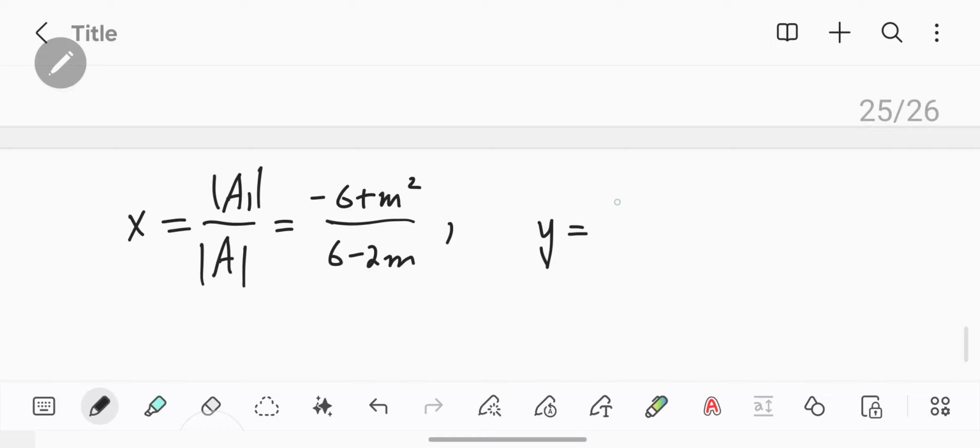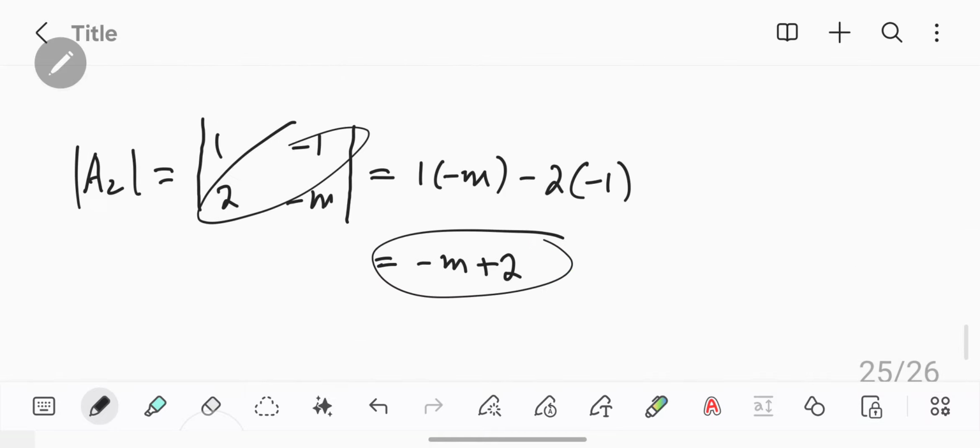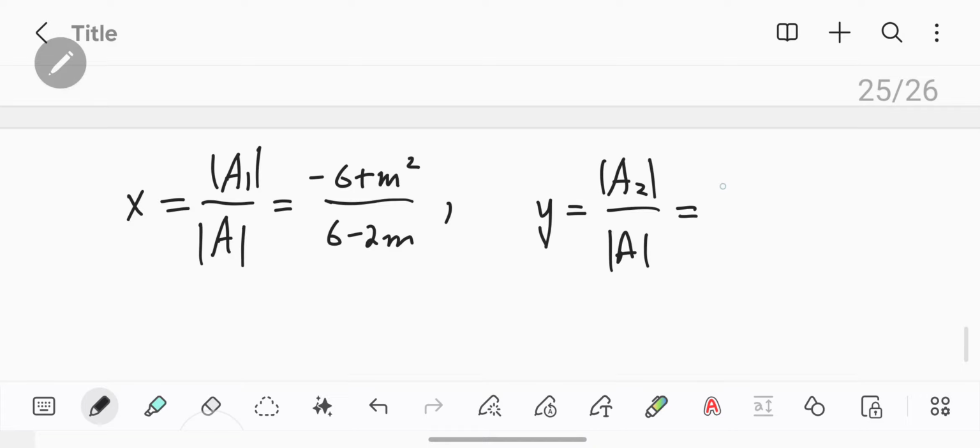The y value is the determinant of A2 over the determinant of A. Since the determinant of A2 is minus m plus 2, I can write here minus m plus 2 over the determinant of A, which is again 6 minus 2m. So I have found the value of x and y.